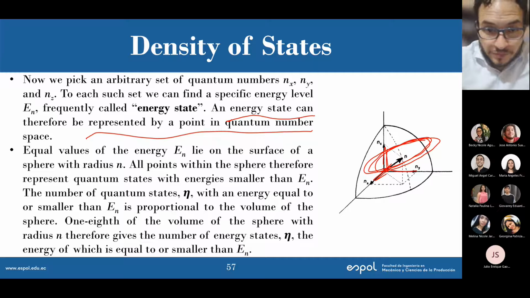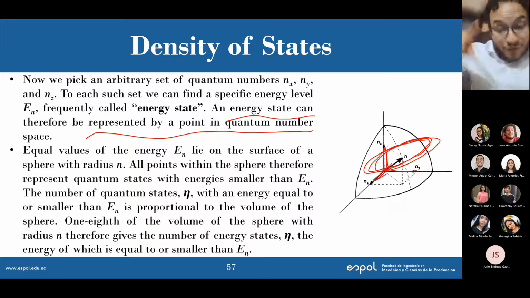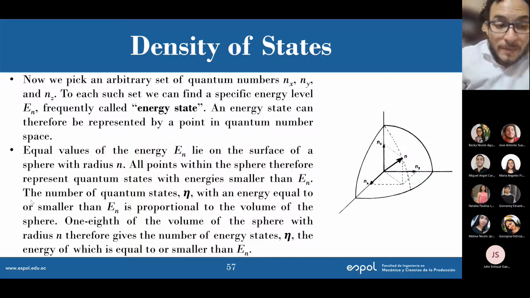So now let's actually plot a sphere with radius n. If you think of a sphere built with radius n, all the values of energy that lie on that surface of the sphere will have the same value. So basically, this is just a quarter of a sphere, what you see there, right? But anyways, it still helps to represent.